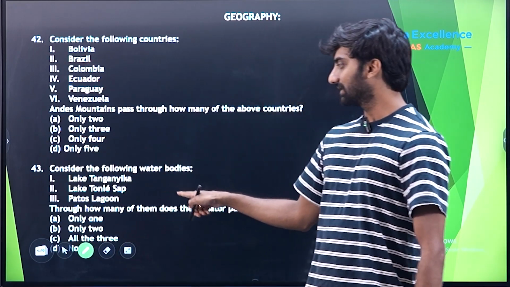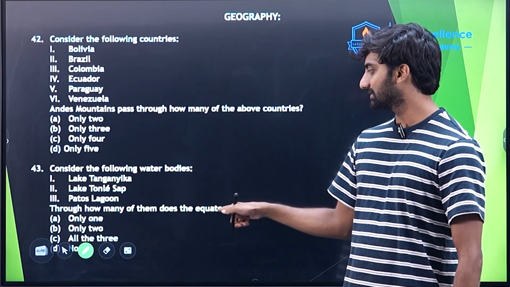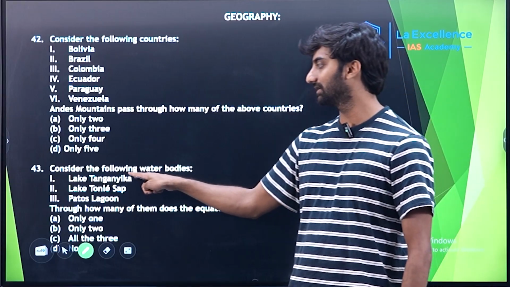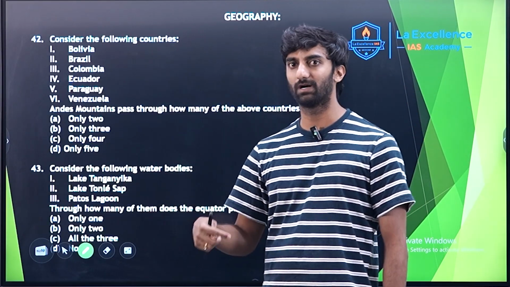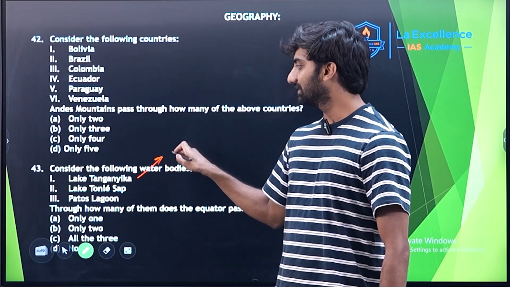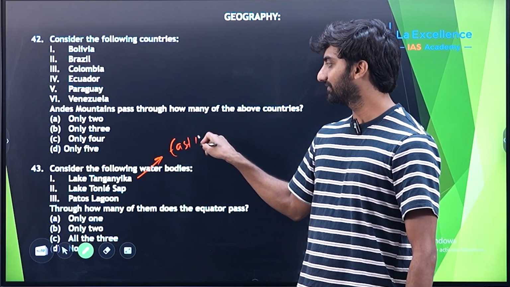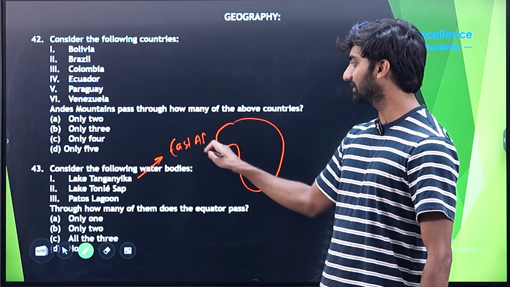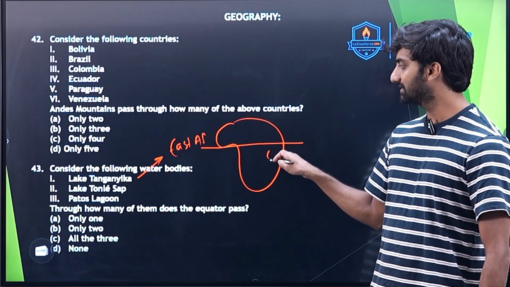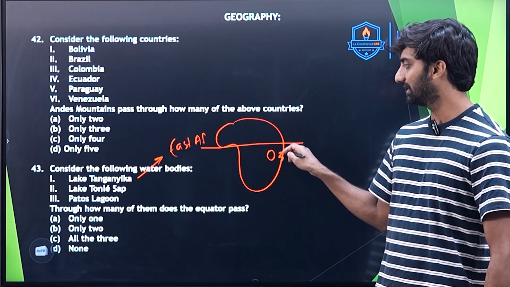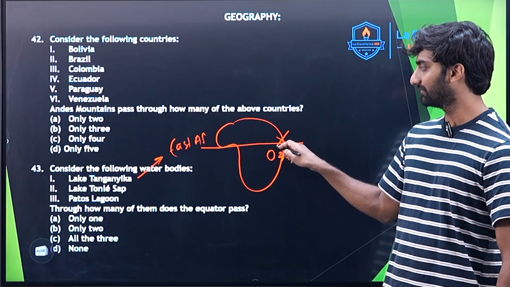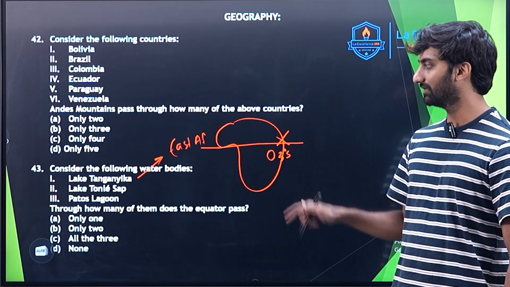Then we have question 43, set B. Through how many of them does the equator pass? So this question is relatively factual data. We should know each of the lake or water body located in which part of the world. So we have this lake Tanganyika. This lake Tanganyika is in Eastern African Rift Valley region. So, equator passes through Africa, but this lake Tanganyika is relatively south of equator, around 3 degrees south of equator. So I would personally feel this will not be part of the water body cutting through equator.